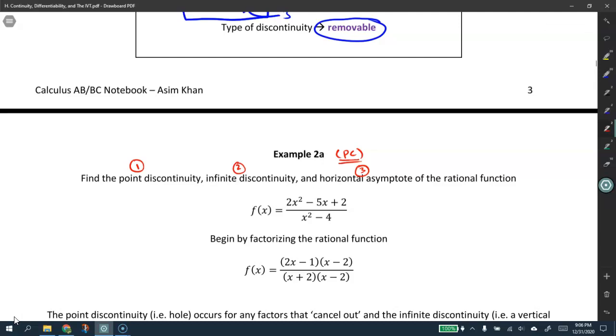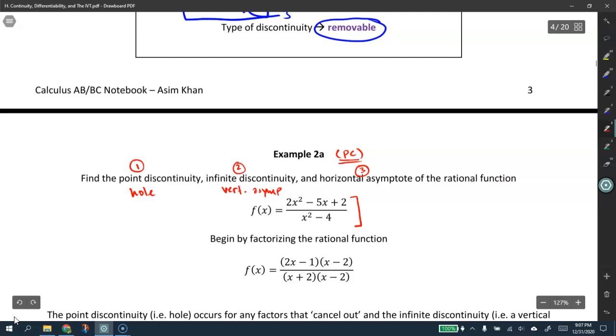So I know that we never called it a point discontinuity. We actually used to call it a hole in the graph. I know we never called it an infinite discontinuity, but we did call it a vertical asymptote of the graph. And finally, there's horizontal asymptotes, which we did call exactly the same thing in pre-calculus. So let's go ahead and get started.